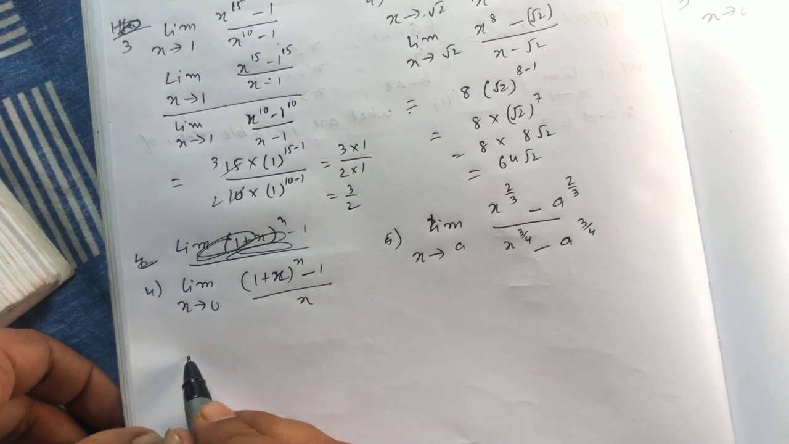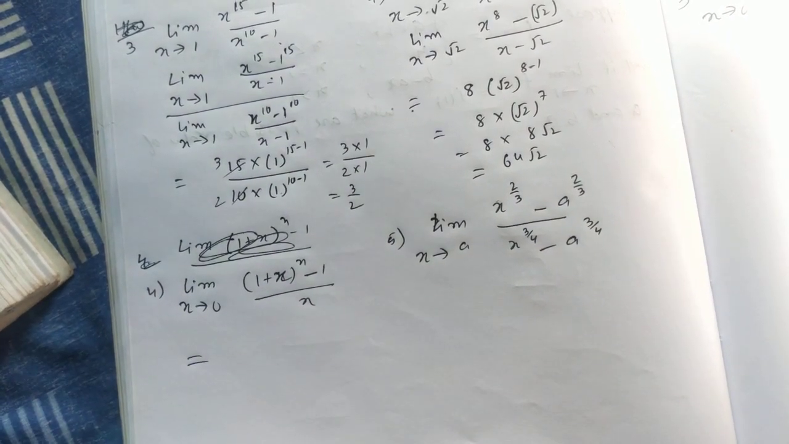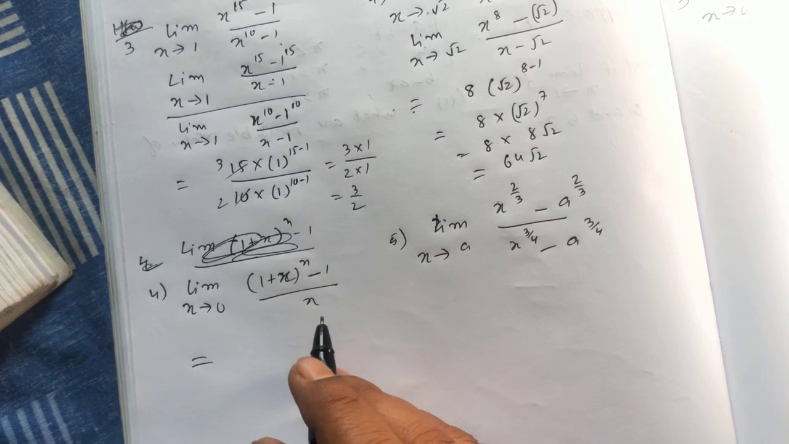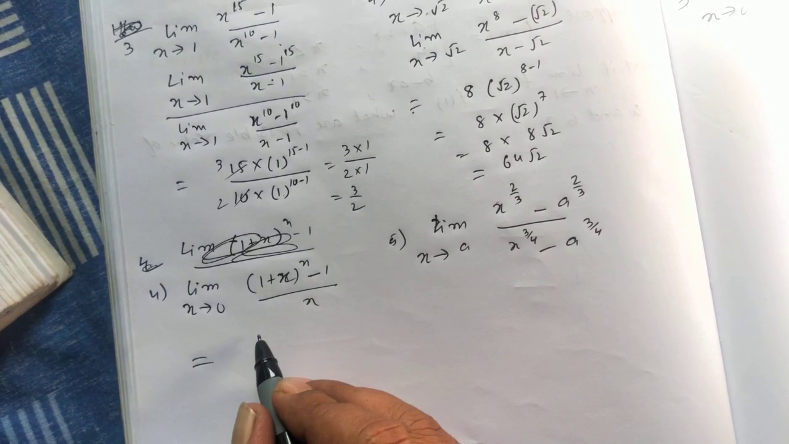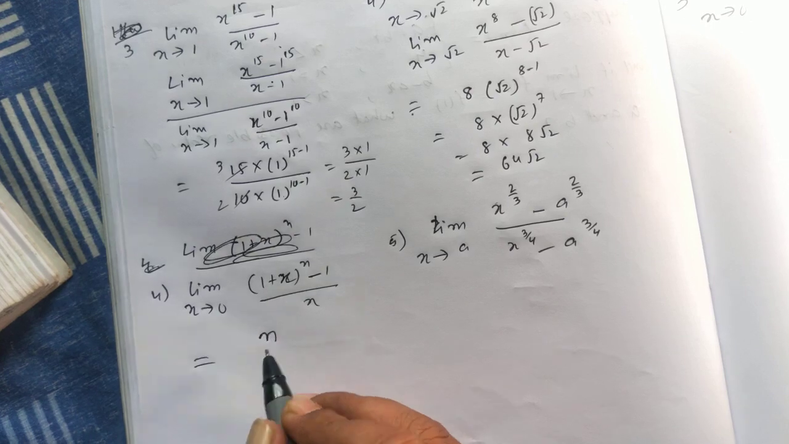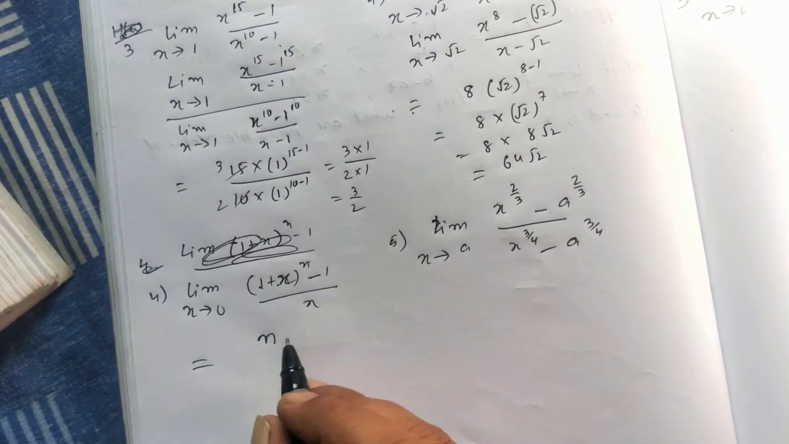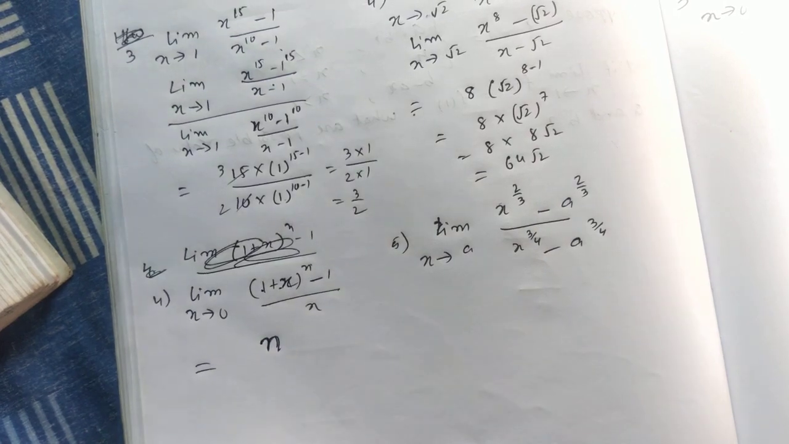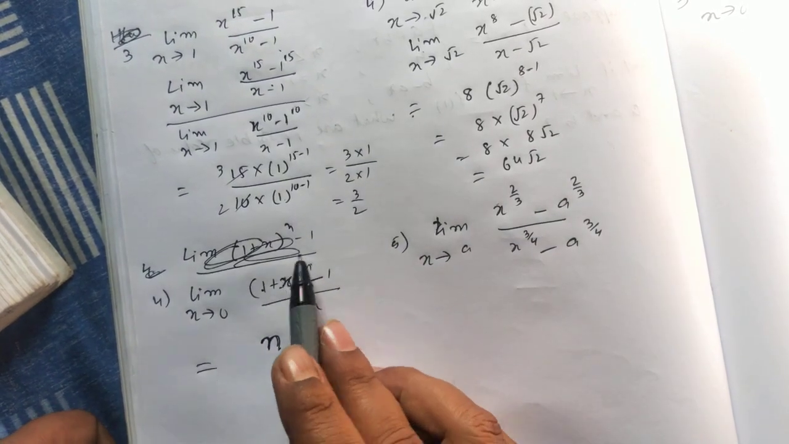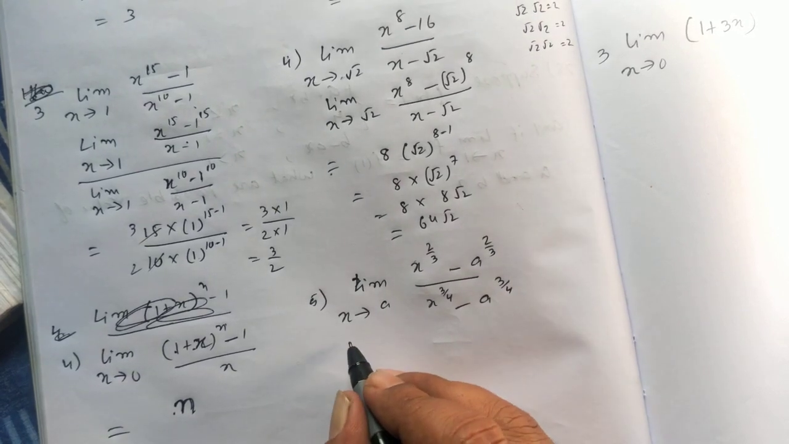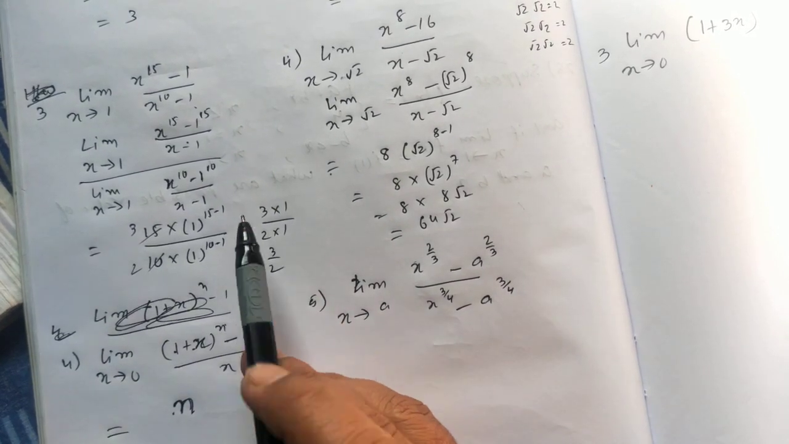Here we can use the direct formula which we have done, and the answer will be n only. Limit of 1 plus x power n minus 1 by x will be n only. So the direct formula is n. The power is n, so n.